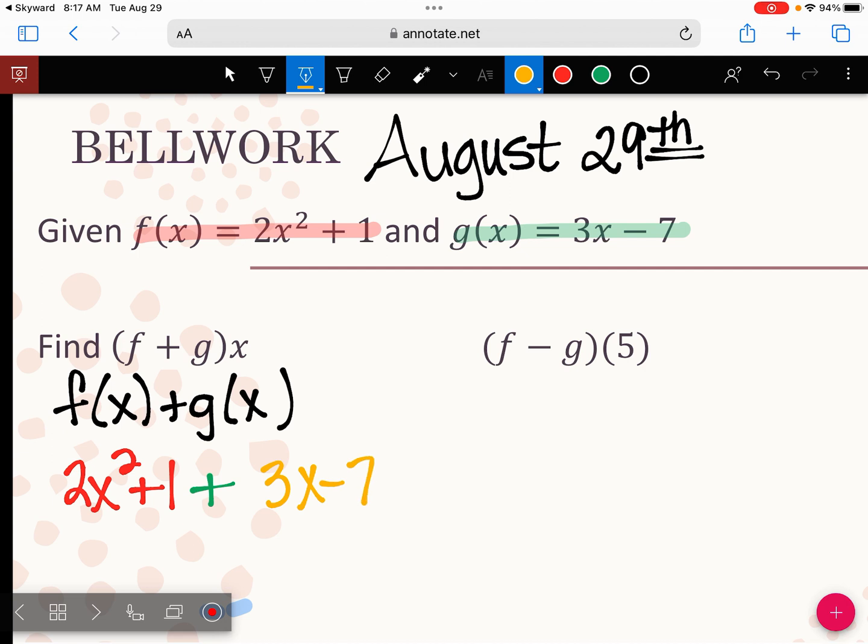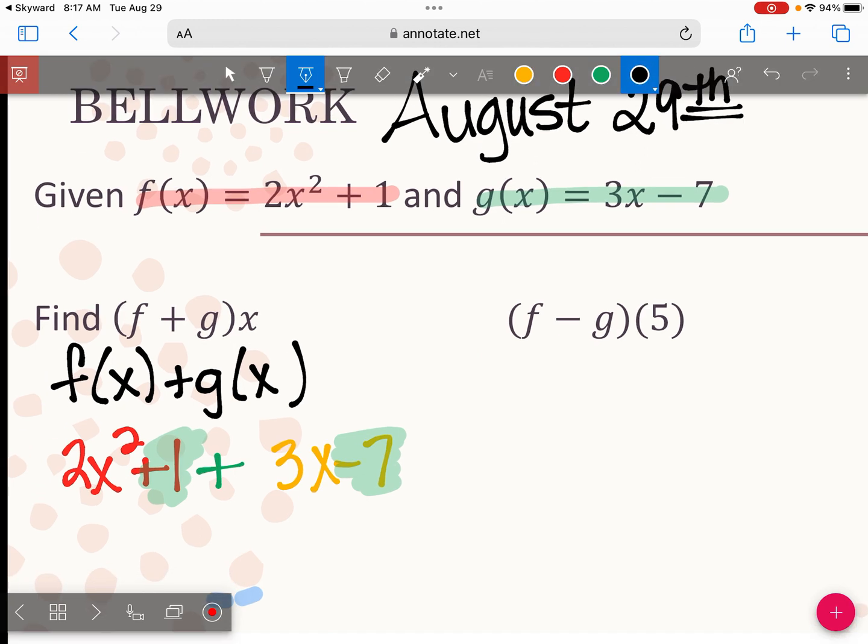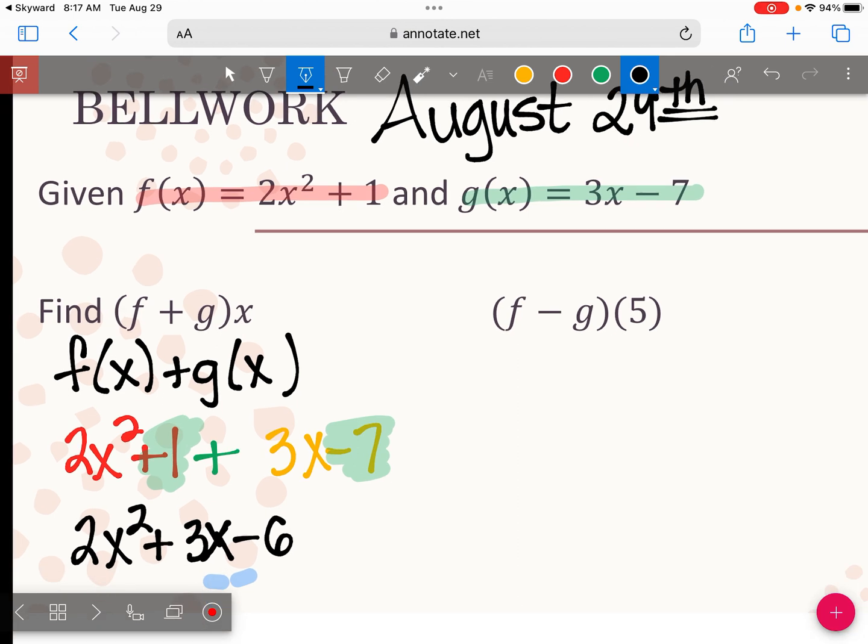And we combine our like terms. We don't have to do any distributing because it's adding. And the only two terms that we have that are like terms are the 1 and the negative 7. So when we add them, our function becomes 2x squared plus 3x minus 6. All right, raise your hand if you had that for the first question.